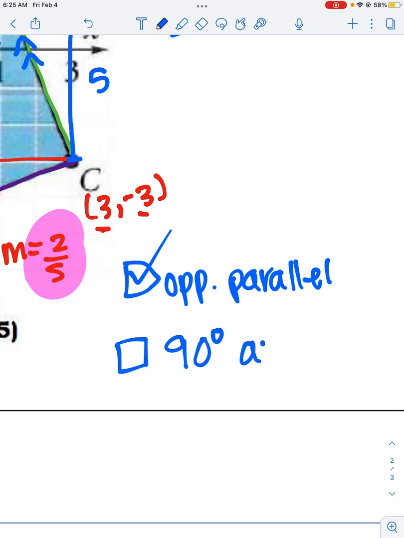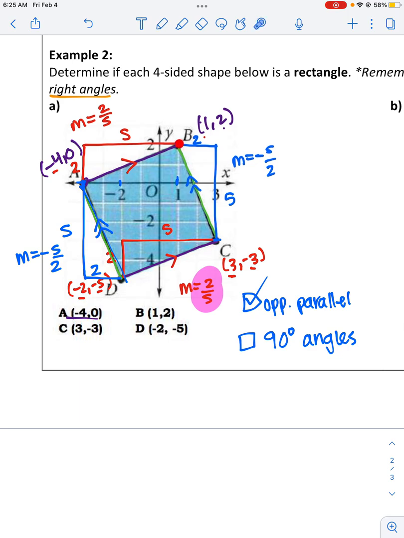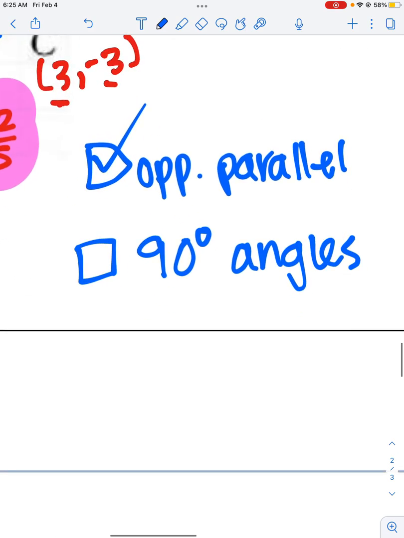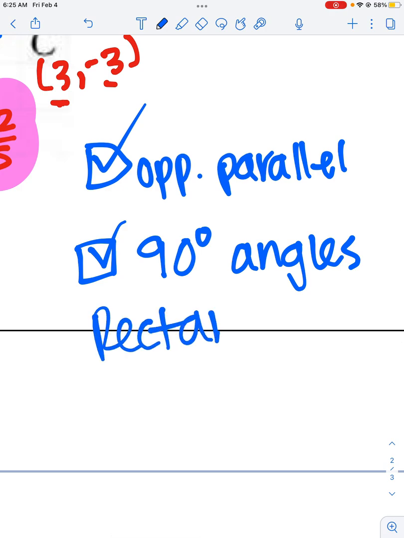90-degree angles. And we should verify, so that happens here, this is 90 because those are perpendicular, and then the 2/5 and -5/2 makes that 90. The -5/2 and 2/5 there makes that 90. And then last one, 2/5 and -5/2 makes that 90. So we do want to technically check all of them. So this is indeed a rectangle.